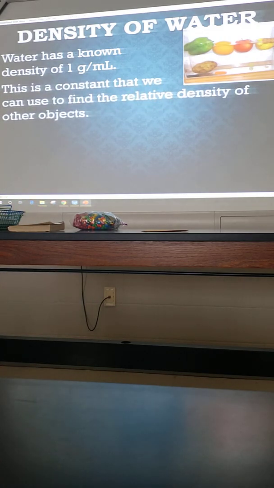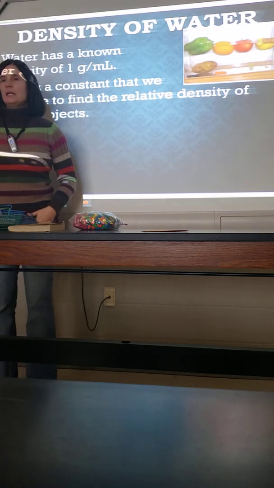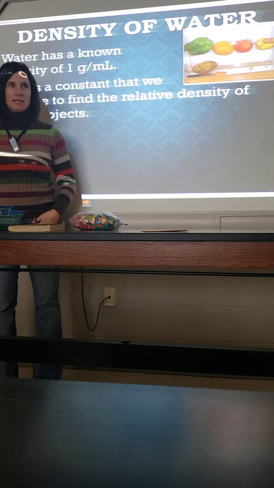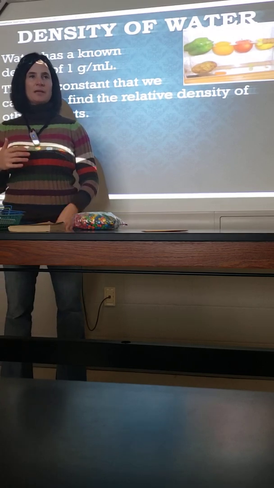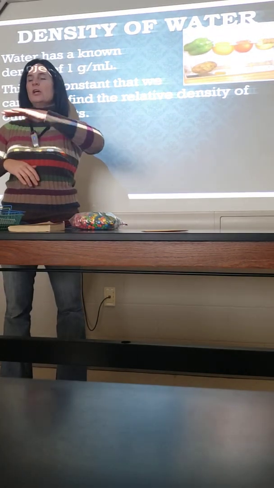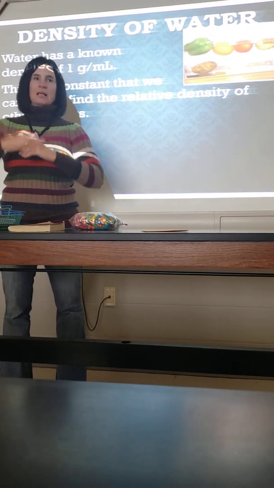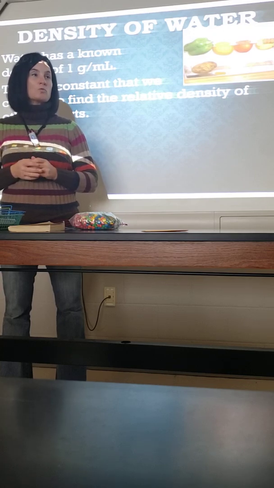Okay, so this number, this 1 gram per milliliter, is a constant that we can use to find the relative density of other objects. When we talk about relative density, do you remember when we did the dating of the rock layers? We didn't know exactly how old something was, but if you had something down here, it was older than something up here because of the law of superposition. It was called relative dating.